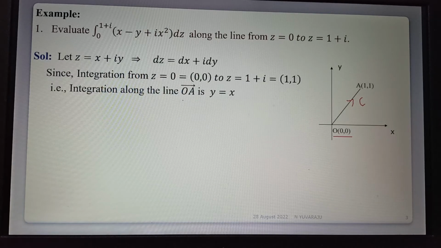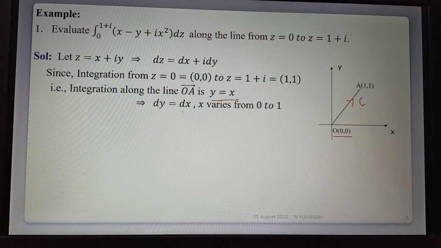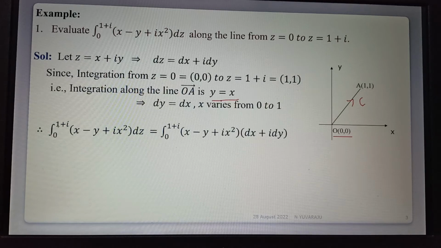Then how to find the integration here. The integration is along the line OA, and the line equation OA, passing through the origin, is y equal to x. So convert y to x. So dy is equal to dx, and we are converting y to x, so we take the x limits, that is 0 to 1. Therefore the given integration from 0 to 1 plus i of x minus y plus i x squared into dz.